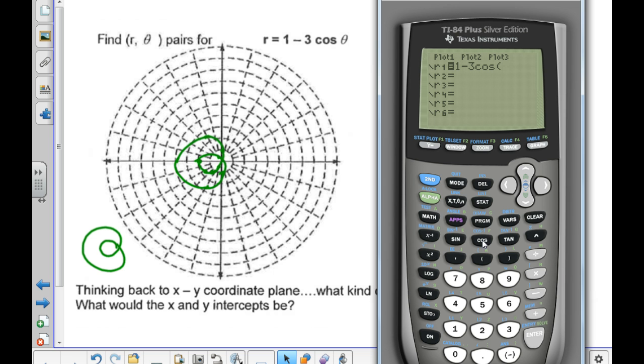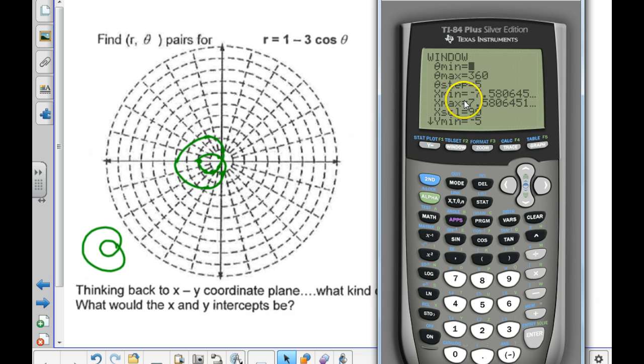And instead of x, this button right here, remember at the beginning of the year we talked about, it has x, t, theta, and n. In sequence mode, it gave us an n. Guess what it's going to give us in polar? Theta. So go ahead and hit that. Now, just like in parametric mode, you have to be careful about steps. I need you to go to the window, and I need you to just listen very closely. There's a lot of stuff in this window.